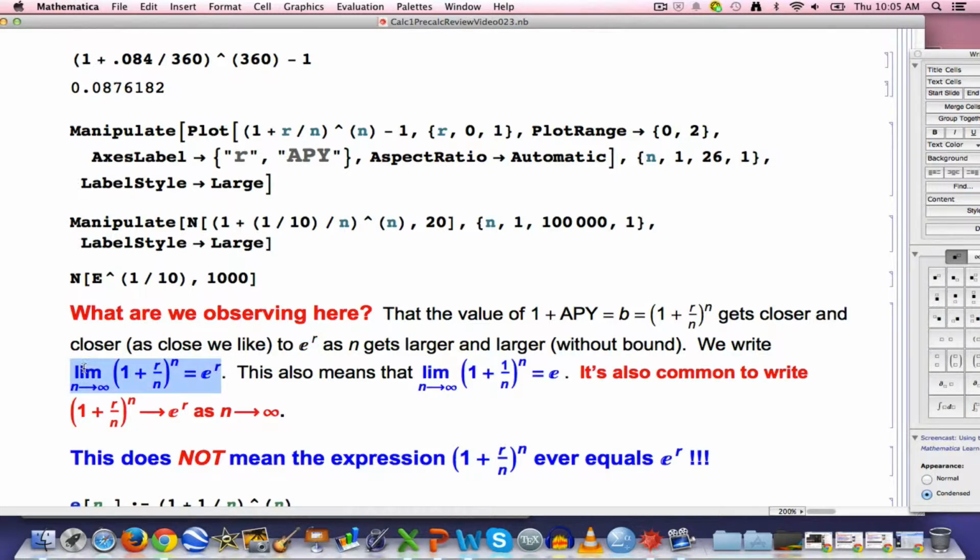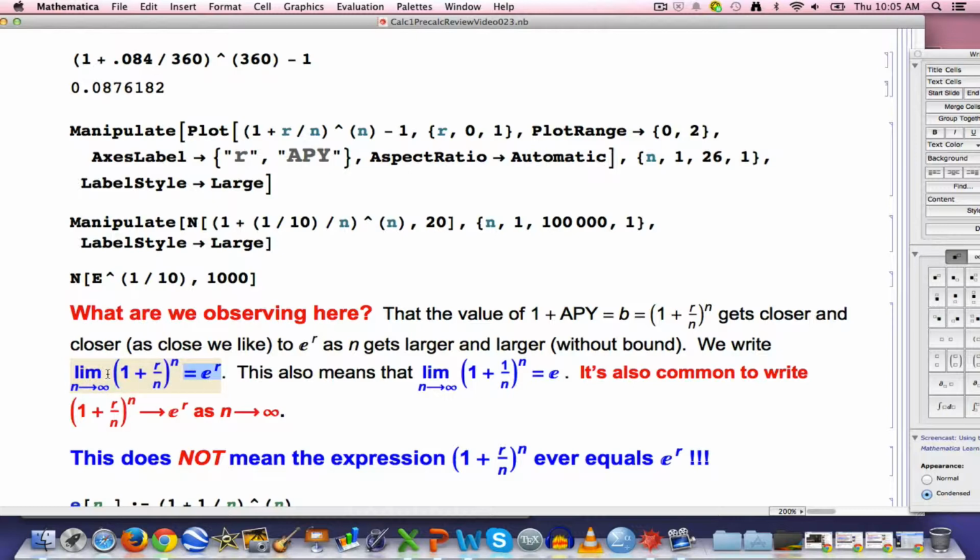Here's notation we used for it. It's very important that you write this notation in the way you see it here, making sure you put the limit sign in there. It's also important that you verbalize it in the following way. You say the limit as n goes to infinity of the expression 1 plus r over n to the n power equals e to the r.